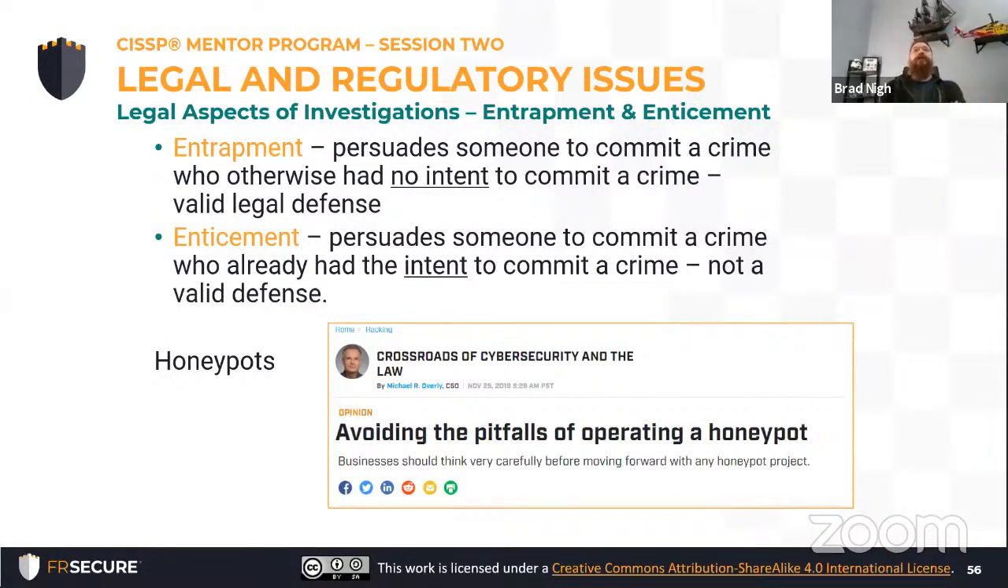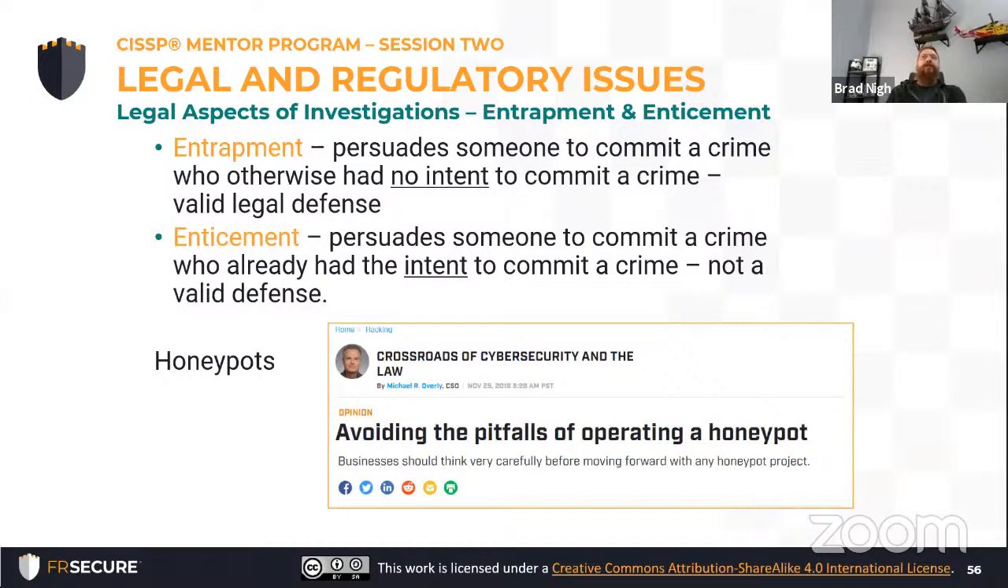So you'll need to know the difference between entrapment and enticement. And as we're going through this, a lot of people go, what? Why is this around information security? Well, it all ties into it, and as we go through this, you'll understand it. So entrapment is, hey, you get somebody to commit a crime that they weren't going to commit, that they had no intent to commit, and that is a valid legal defense.